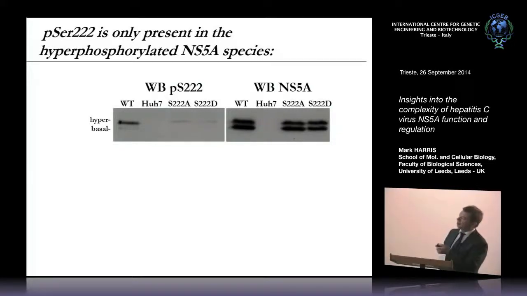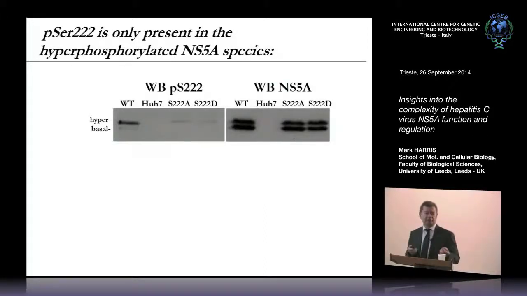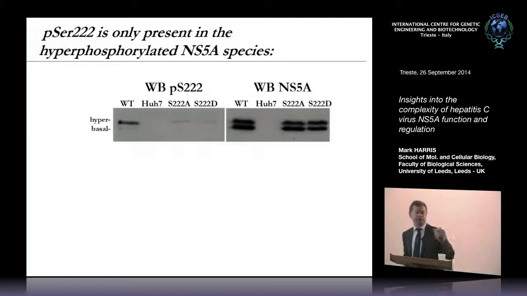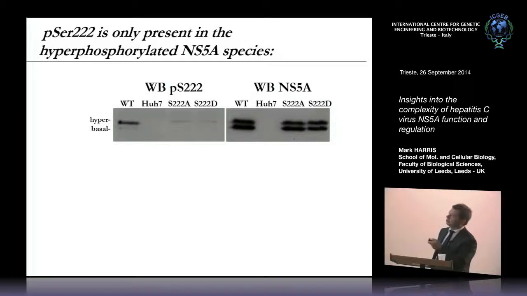phosphorylated form. And if you concentrate on this side of this image first, in wild-type replicon cells or in virus-infected cells, what you can see with this phosphorylation-specific antibody is it's only really detecting the hyper form. There's a very, very low detection of the basal form. We think that might be some background, non-specific detection of the anti-serum. If you make the mutation of serine 222 to A or to D, you lose that reactivity. So it's not detecting the phosphorylated form because it has a charge. It's detecting the phosphate as a part of that serine. So serine 222 appears to be a hallmark of the hyperphosphorylated form.